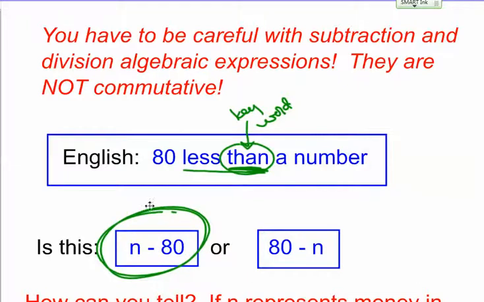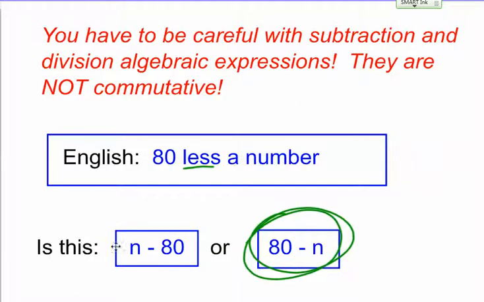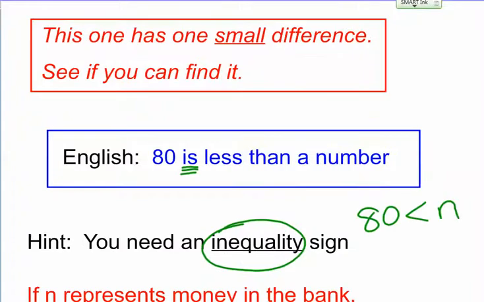And then I asked you, what's a real life situation with money in a bank? I have some money and I withdraw 80 euros. That would be an example of a real life situation. Okay, then I switched the words a little bit. 80 less a number. That simply means I took out the "than." If I want 80 less a number, it's 80 minus a number. If this is money in the bank, that means I have 80 euros in the bank and I withdraw some money. You don't know how much, you just know it's some.